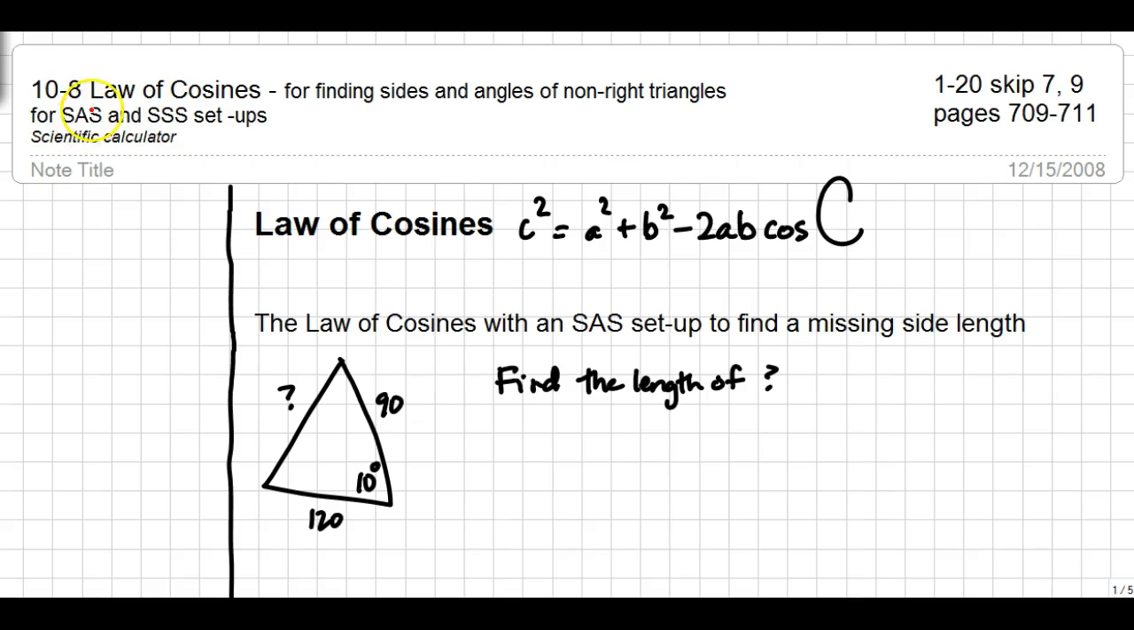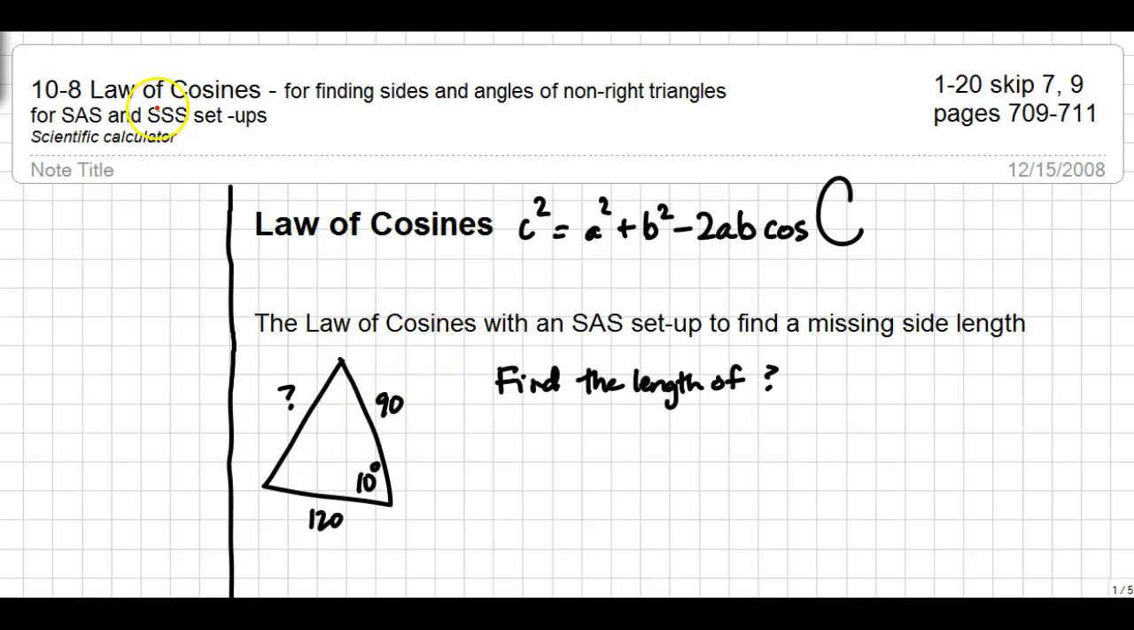If a triangle has SAS, that means side angle side, like the triangle that's pictured here. The two sides that are given and the angle between them is given. So if that is what you're seeing on the initial review of the triangle that you're given, then you should use the law of cosines to solve.